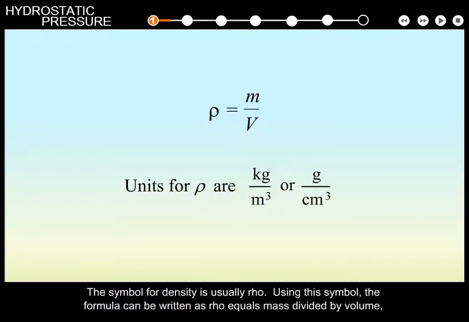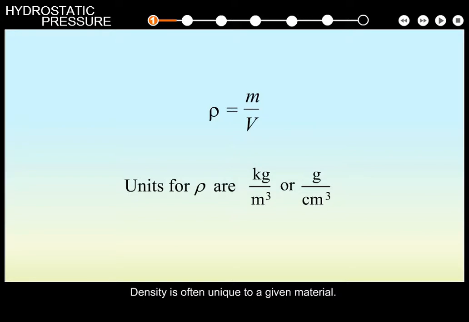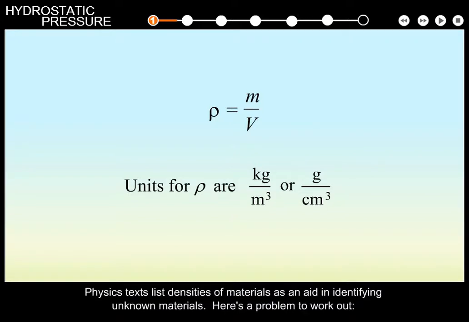The symbol for density is usually rho. Using this symbol, the formula can be written as rho equals mass divided by volume, where mass is designated by m and volume by v. The SI units for density are kilograms per meter cubed. Density is often unique to a given material. Physics texts list densities of materials as an aid in identifying unknown materials.